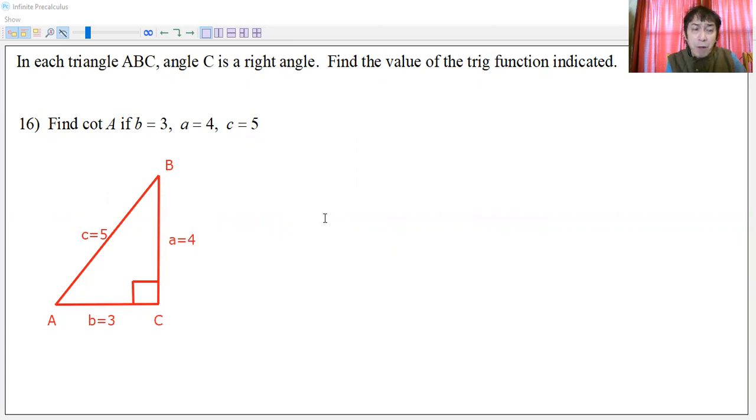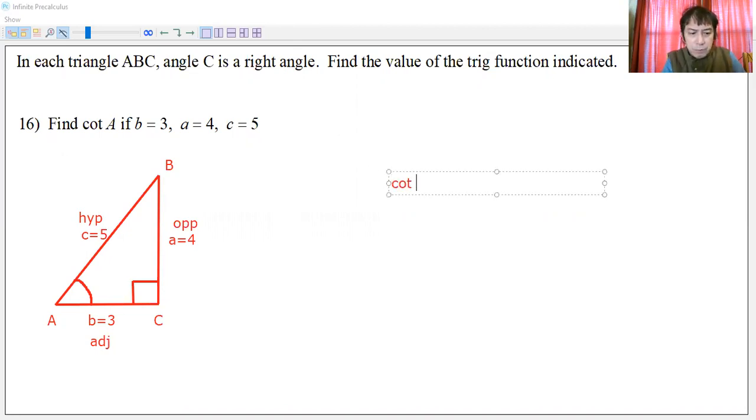Now our concern is angle A, cotangent A. So here's our angle A. And based on angle A, this is our opposite side. And based on angle A, our adjacent side is the 3. And of course, there's only one hypotenuse, and that's the 5 there. Okay, knowing these labels, we can now determine our cotangent of angle A.